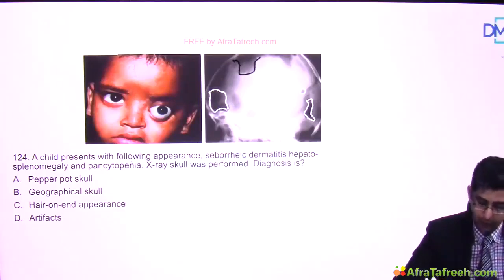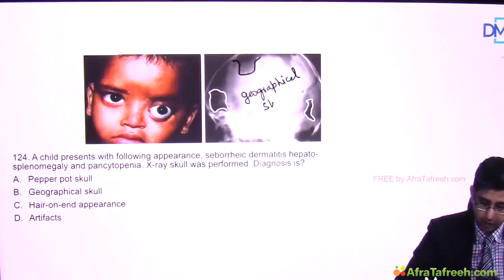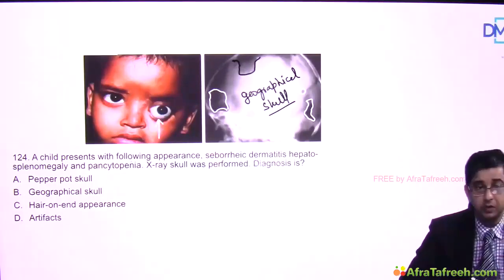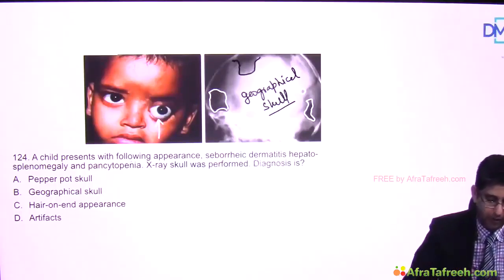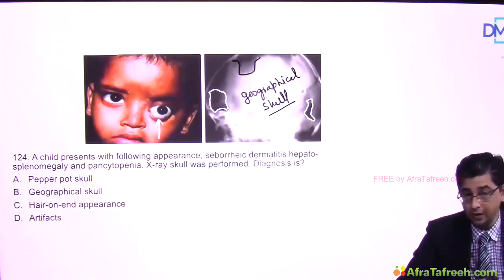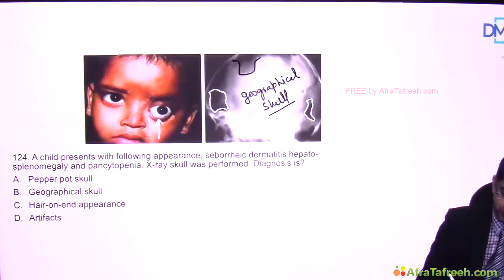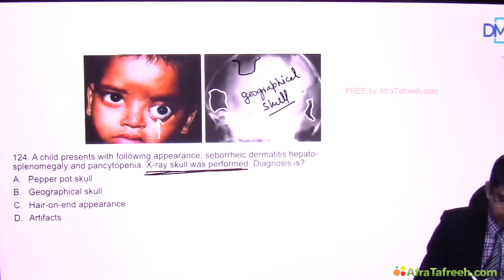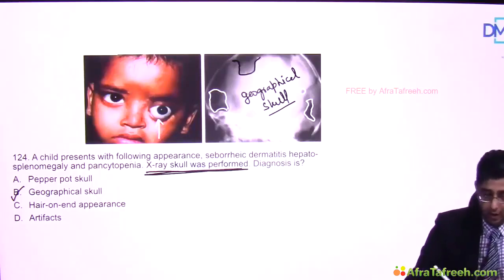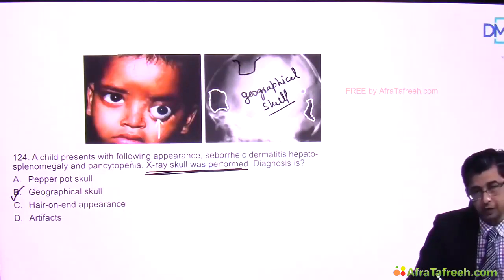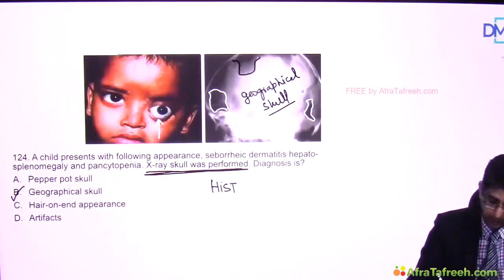Whenever you read the statement geographical skull, the disease which has to come to your mind is histiocytosis X. You can also notice the unilateral proptosis in the patient, that is also seen with histiocytosis X. Initially, it looked like a blood cancer, hepatosplenomegaly, pancytopenia. In a late presentation it could have been myelofibrosis, for example. But because the question was mentioning an X-ray skull with a geographical skull, the diagnosis is histiocytosis X.